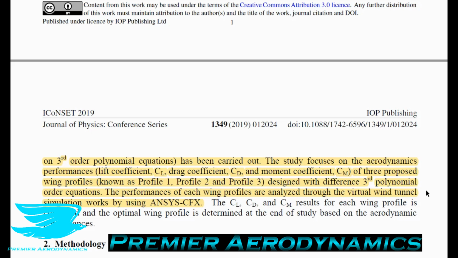Now, one thing that I want to mention here, they say it's analyzed through the virtual wind tunnel simulation. I want to talk about this term particularly because you can use it correctly and incorrectly. A virtual wind tunnel does not necessarily mean you're just doing regular CFD. A virtual wind tunnel generally means that you have to model the wind tunnel. That's why it's a virtual wind tunnel, because technically wind tunnels are not the be-all and end-all.